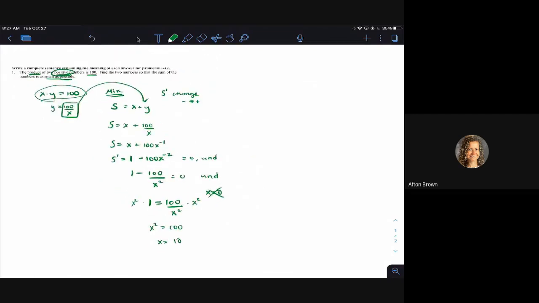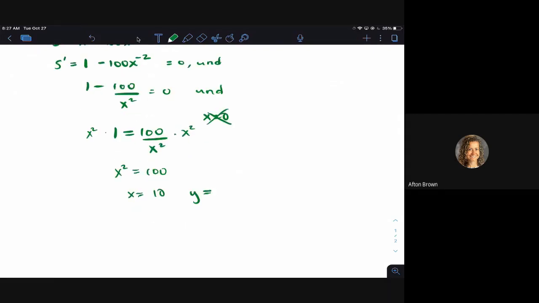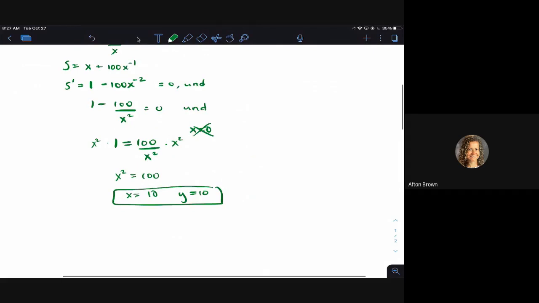Okay, read the question again. It said find two numbers. Well, if one of the numbers is 10, what does the other number have to be? 10. Because the two numbers have to multiply to 100. That was our constraint. Oh, good. You're right. I skipped a step.